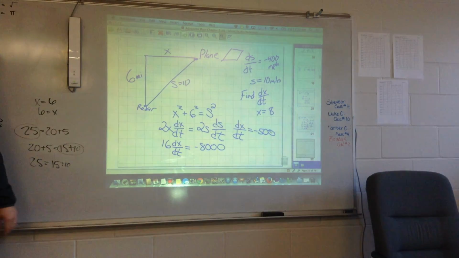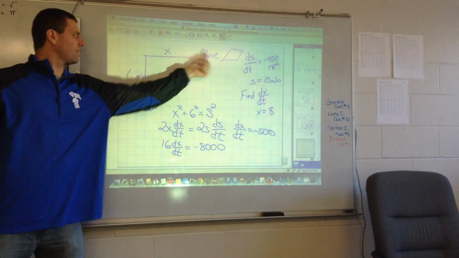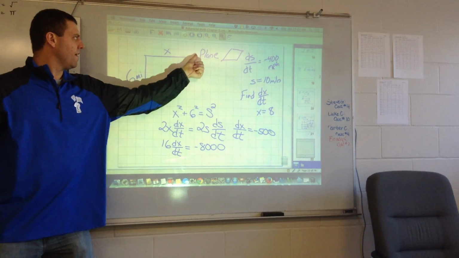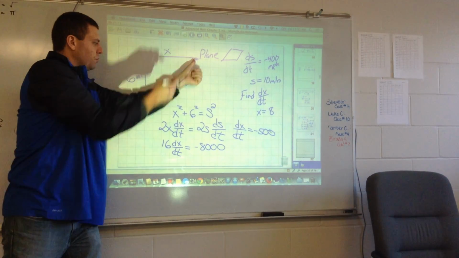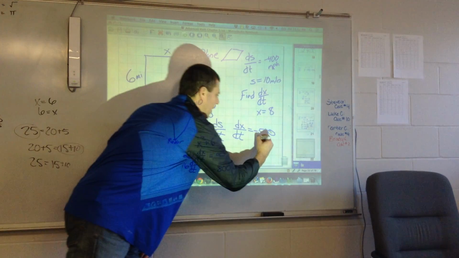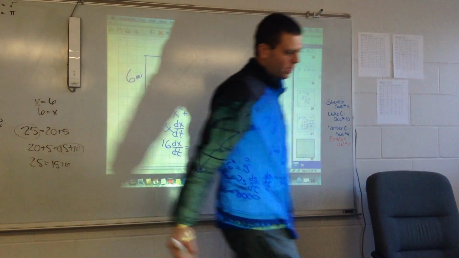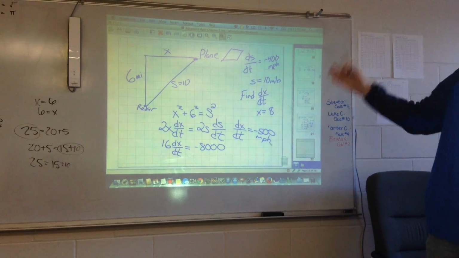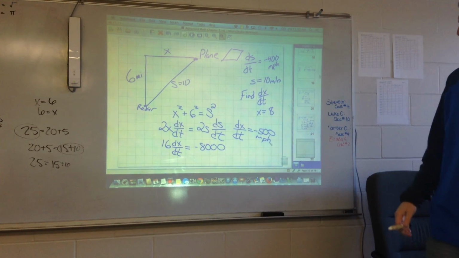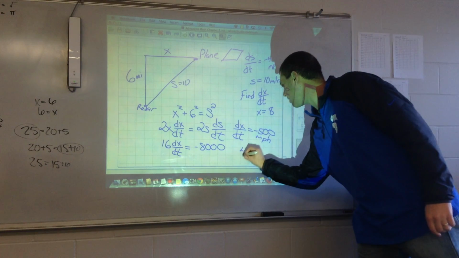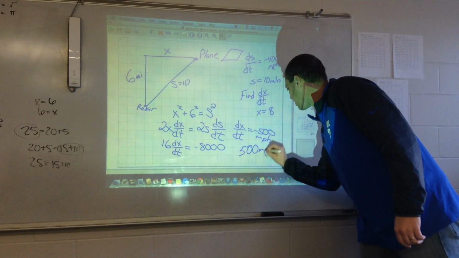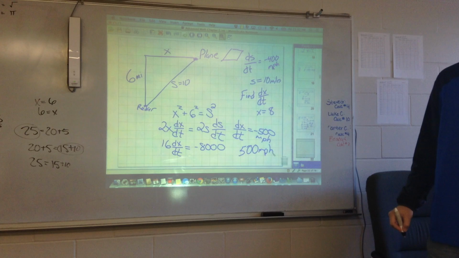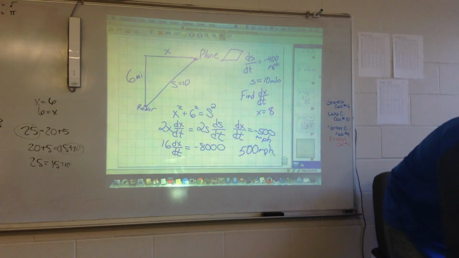So that tells you that dx/dt, at the very moment this gets to 10, the x value is changing at negative 500 miles per hour, but the question did ask, what is the speed? Make it positive, because speed is always positive. So my answer would be 500, that's how fast that plane is going at that given moment. Sweet. That's not bad.